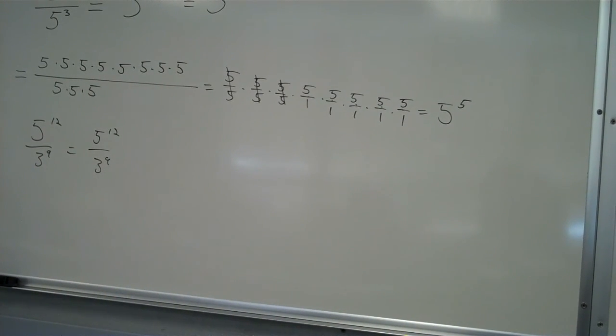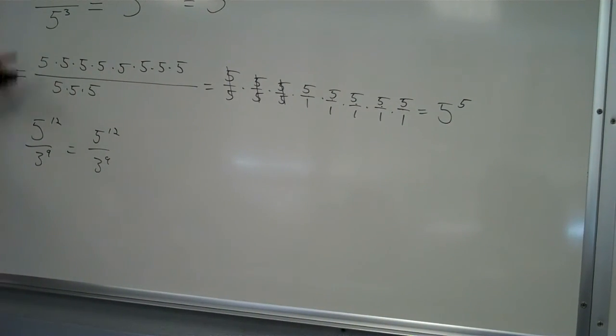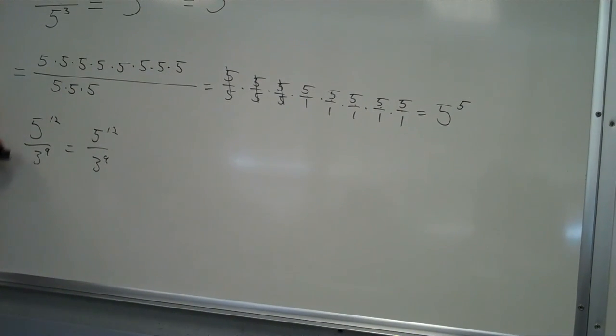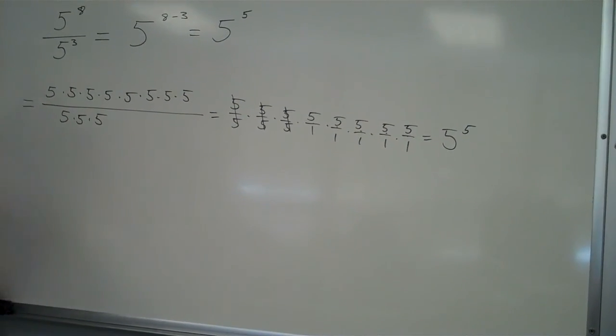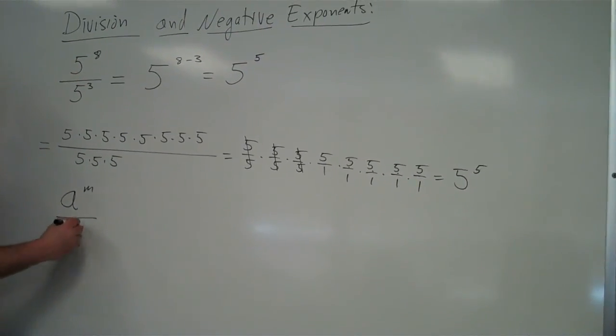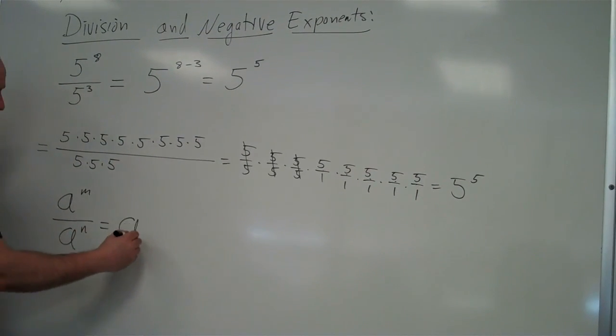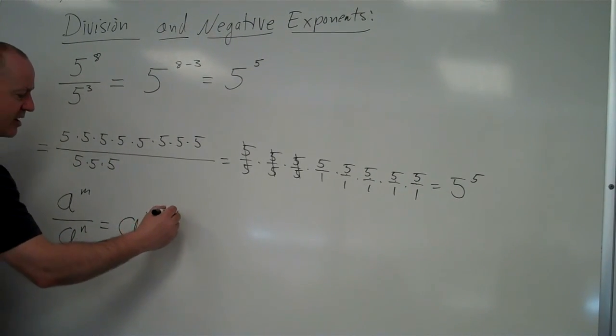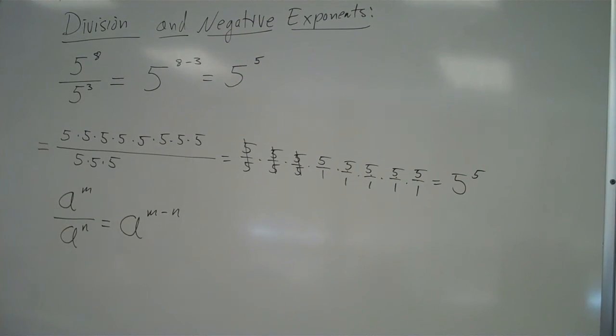So you're really not going to see that? No, not this unit. This unit you'll be using this rule. So the way to write the rule in general is if you have any number raised to the m power divided by any number to the n, that equals that number to the m minus n.